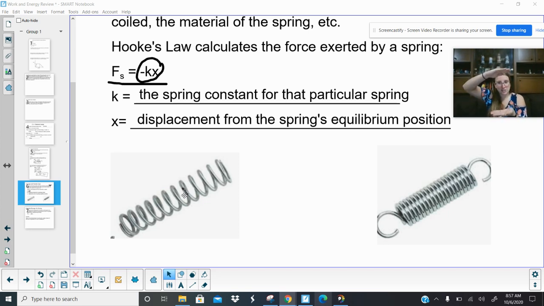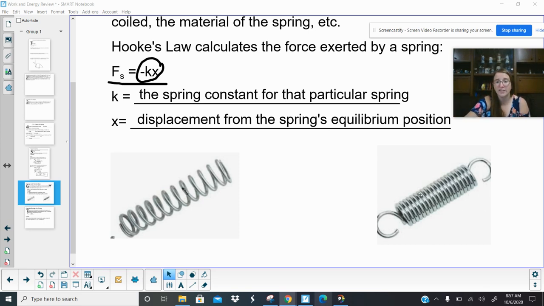So X is referring to, say, that normally it's 10 centimeters long, and I've compressed it to 8 centimeters. That's 2 centimeters difference. That's what this is talking about: displacement from the spring's equilibrium position. If 10 centimeters is equilibrium and I've compressed it to 8, that's 2 centimeters displacement.